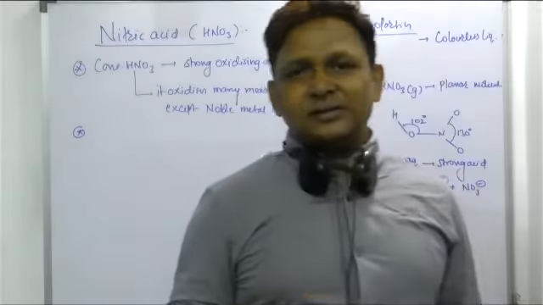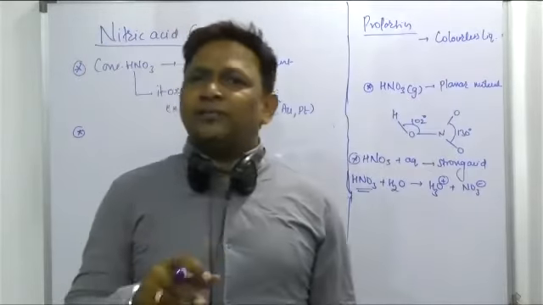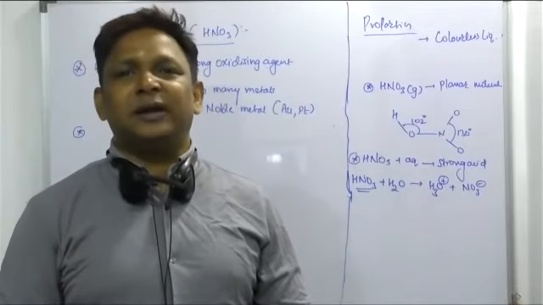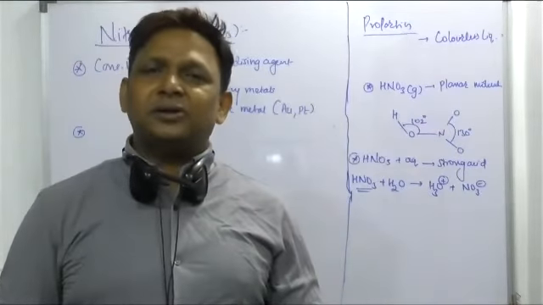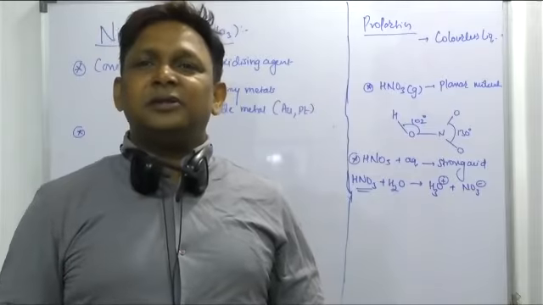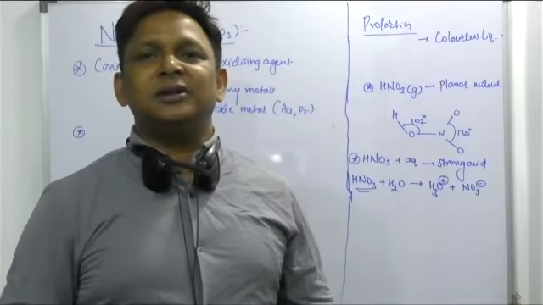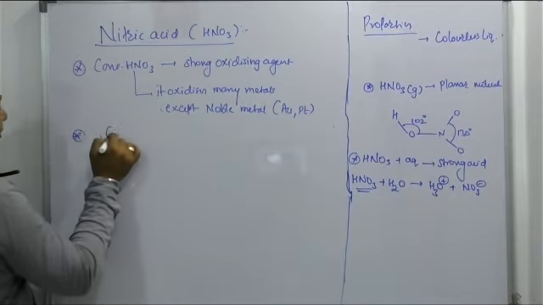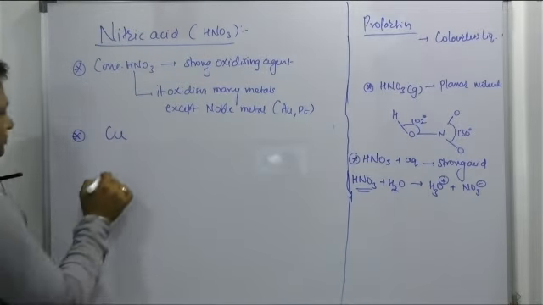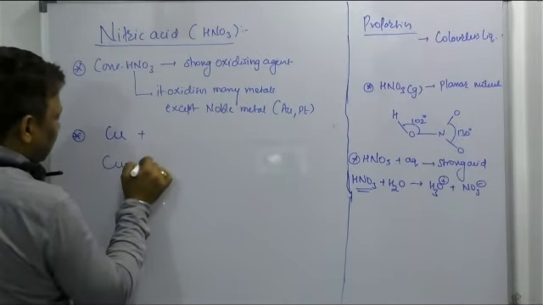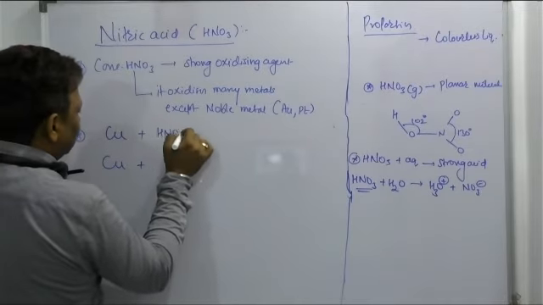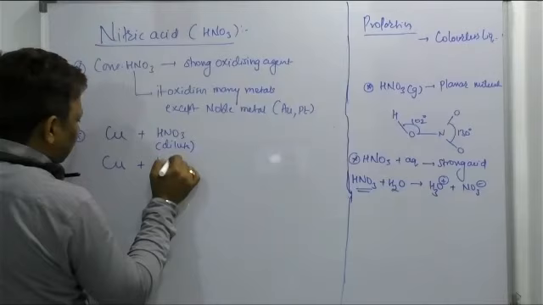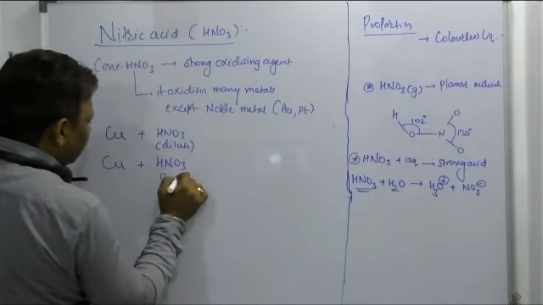It will oxidize metals. And what is the product which we are getting due to the oxidation? It depends upon the concentration of the acid, the temperature of the reaction, and the nature of the material undergoing the oxidation. Now, instead of writing all, I'll write simply here. Copper is a metal. If this nitric acid is dilute, what does it give? And if this nitric acid is concentrated, what does it give?